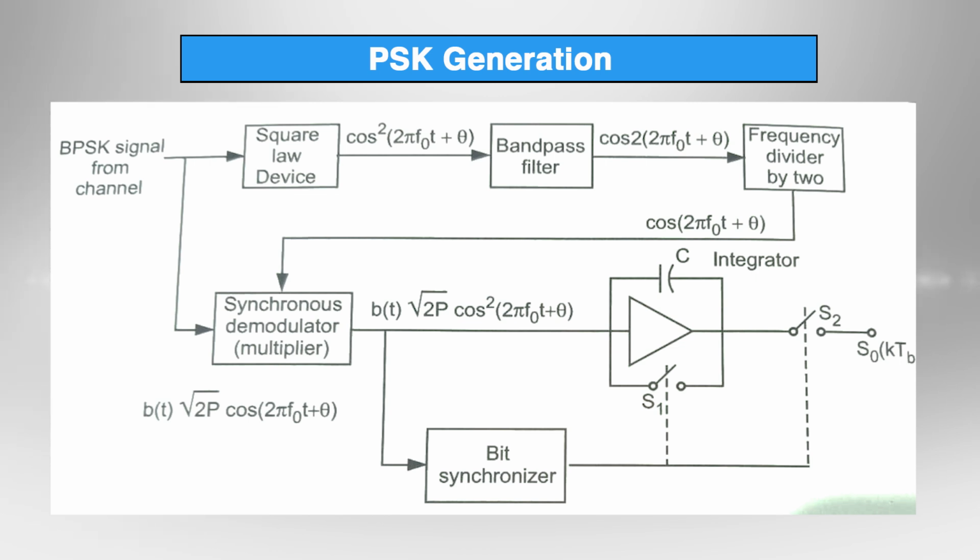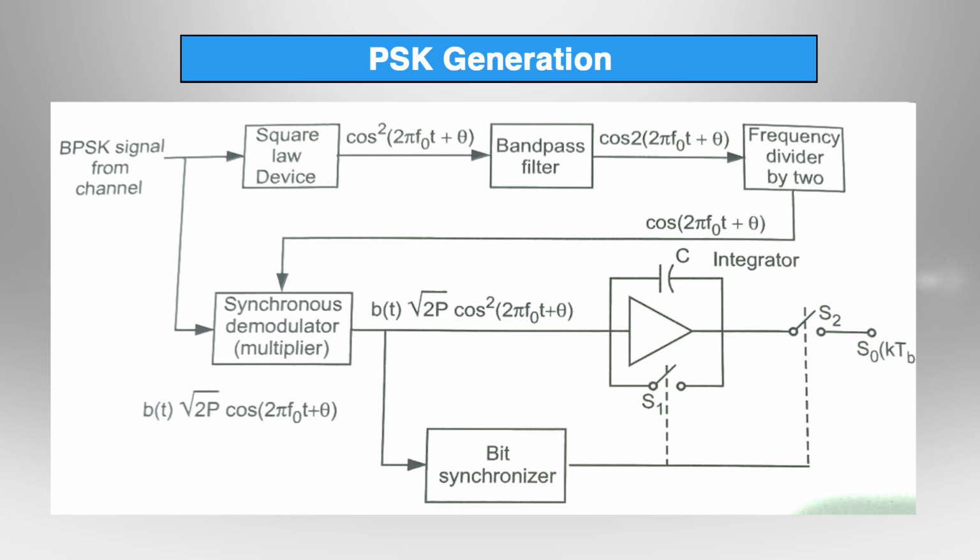We know that cos square theta equals 1 plus cos 2 theta, divided by 2. So cos square of 2 pi f of t plus theta equals 1 plus cos of 2 times 2 pi f of t plus theta, divided by 2, or we can write it another way: half plus half of cos of 2 times 2 pi f of t plus theta. Here the half represents the DC level. This signal is passed through a band pass filter whose pass band is centered at 2 f 0. It removes this DC level, that is the half, and its output is the cos term at twice the carrier frequency, with phase theta.